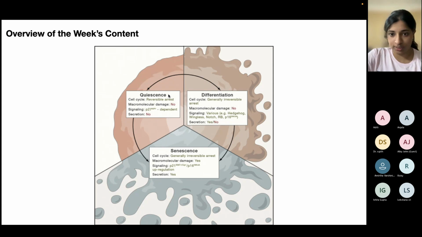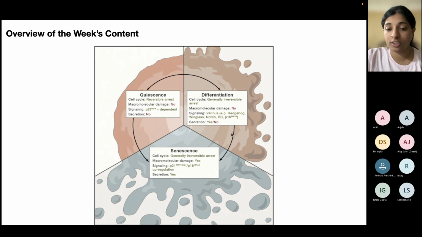There is no damage to the cell as such, but the reason it is not replicating is probably because there are no available nutrients, or there are certain contact inhibition signals that tell the cells, no, you should not replicate right now. And this is a reversible arrest. When the situation is more favorable, it will again go into the cell cycle.